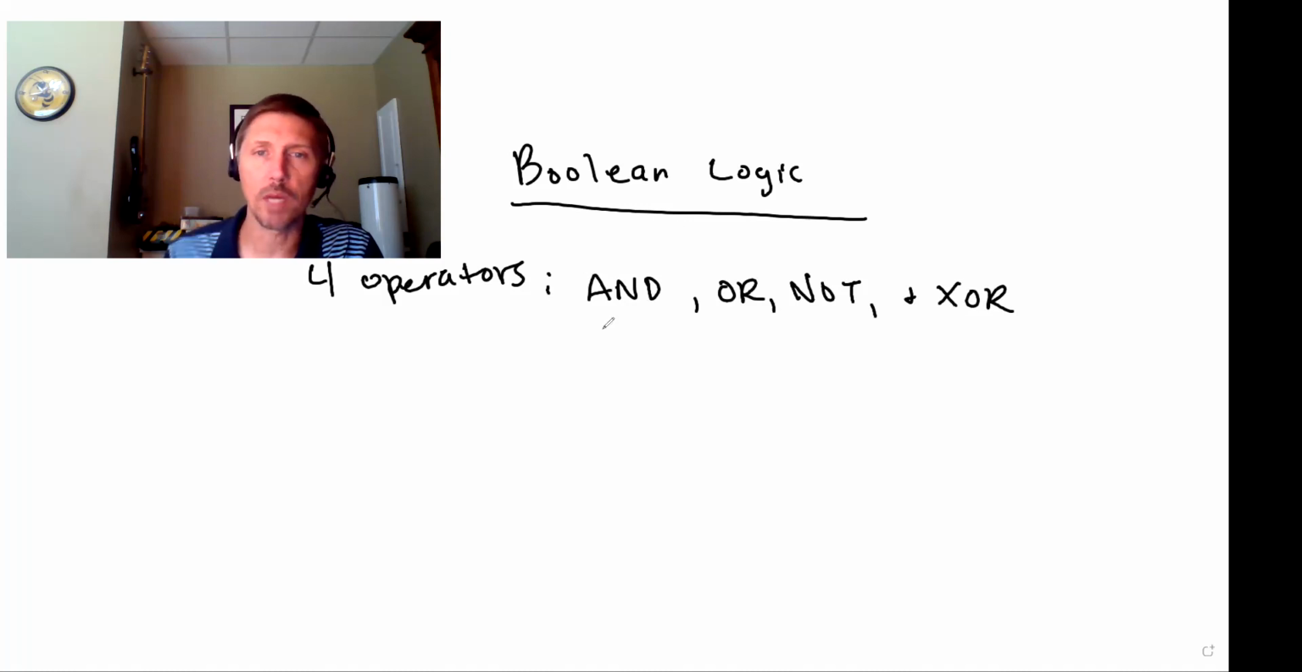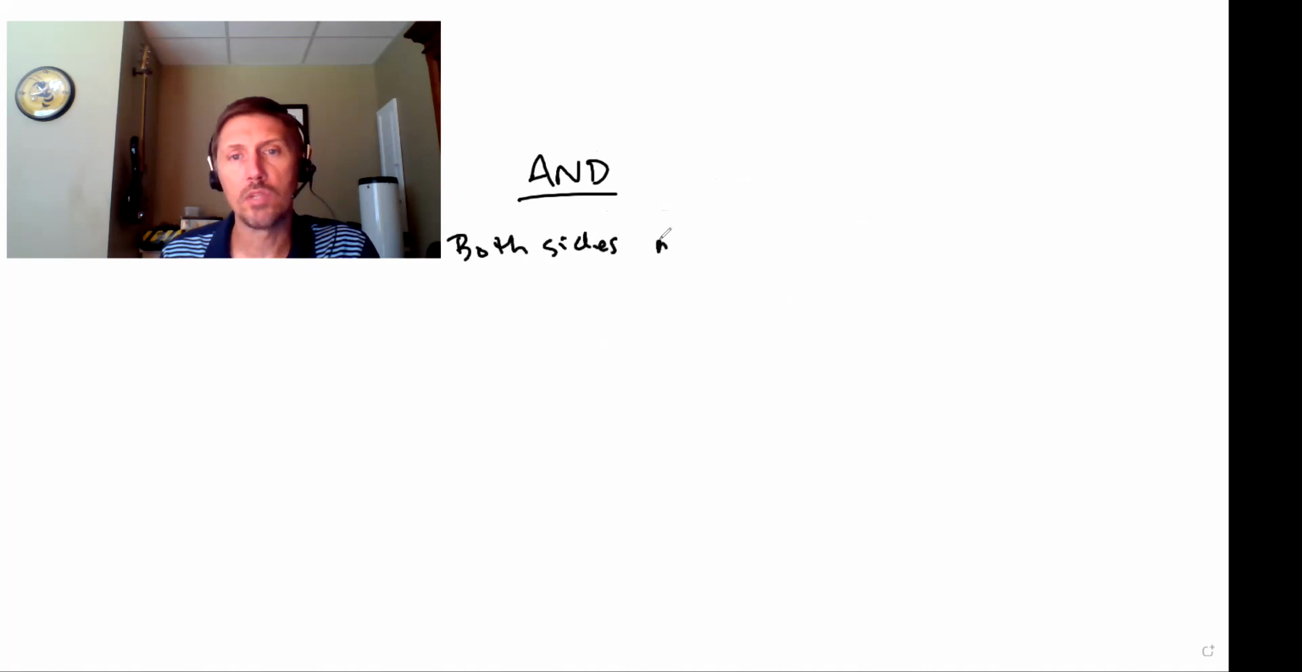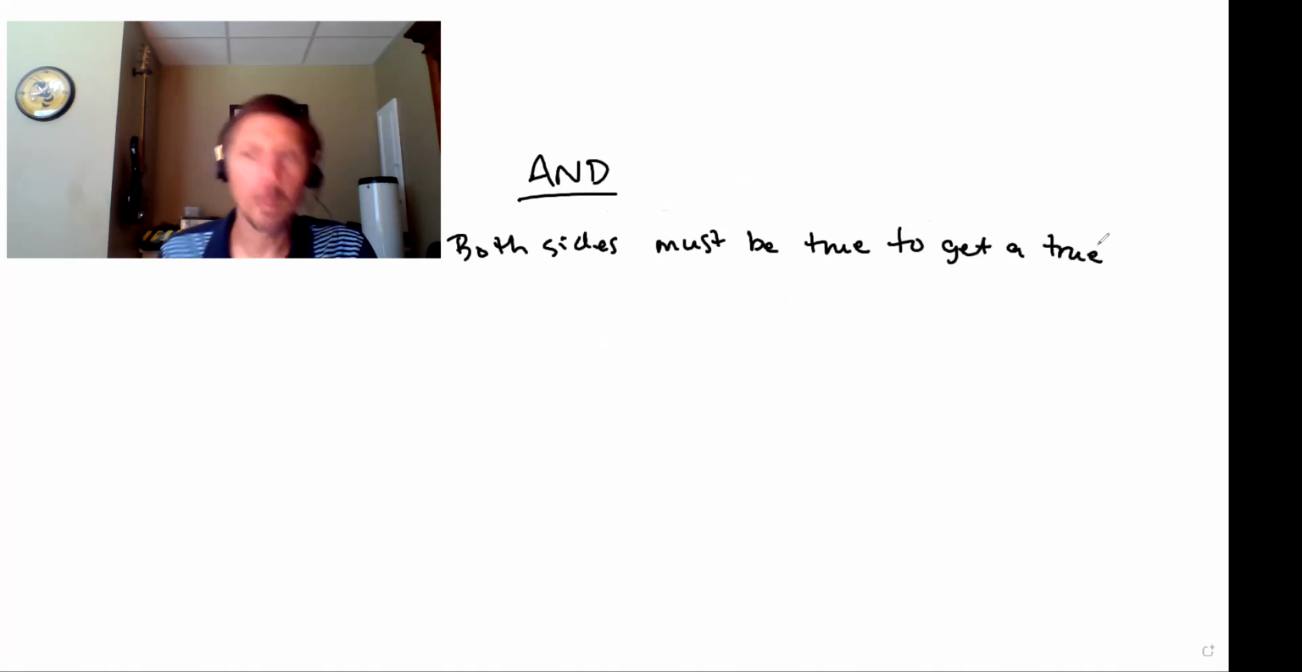All right, so let's go through each of these operators. Make sure that you recognize that there are 4 operators that we're going to focus on and understand what each of those means. So let's talk first about the AND operator. How does that work? Well, the basic definition of AND is that both sides must be true to get a true. What do I mean by that? Well, what I mean is that if you AND a true with another true, then in that case, you will get a true.